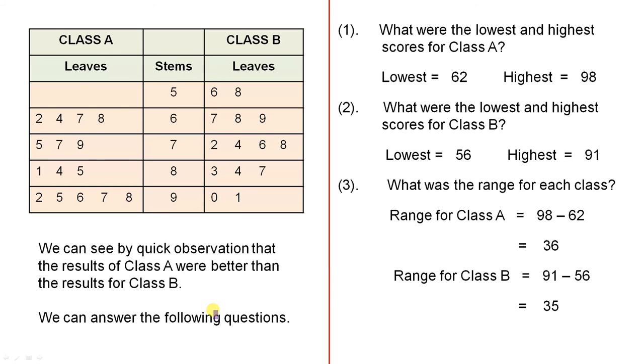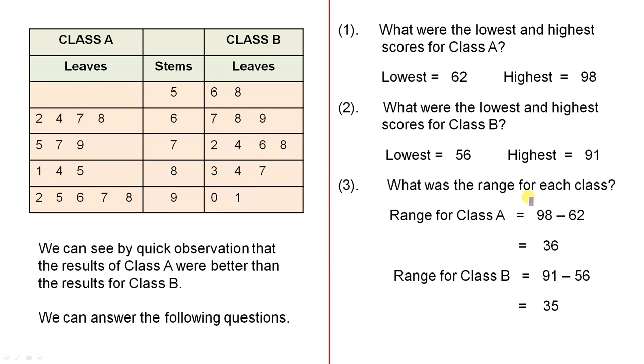We can also answer the following questions. What were the lowest and highest scores for Class A? So if we look at Class A here, the lowest score was 62 and the highest score was 98. What were the lowest and highest scores for Class B? The lowest score for Class B was 56 and the highest was 91.